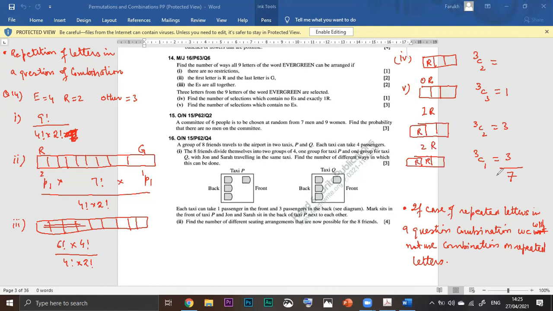Any question about this? Do we have to add all of these then? Yes. If it is not mentioned that there is 1 r, 2 r, or 3 r, then we will have to make different categories. That is, the category in which there is 0 r, the category in which there is 1 r, and the category in which there are 2 r's. Now I will look for another question which is a more complicated one.